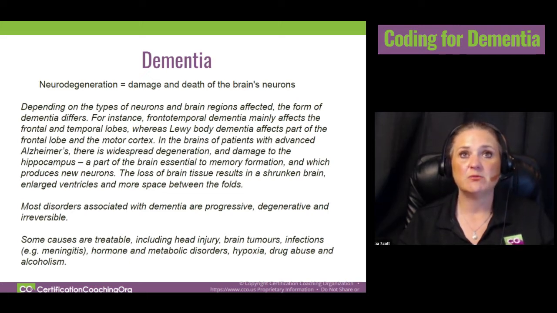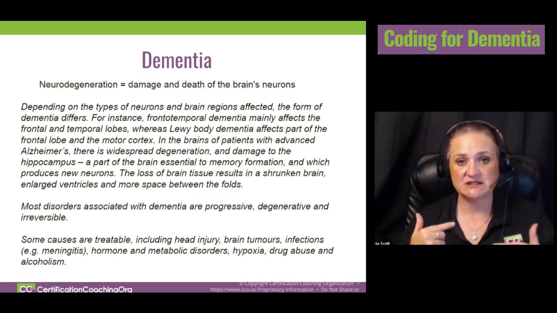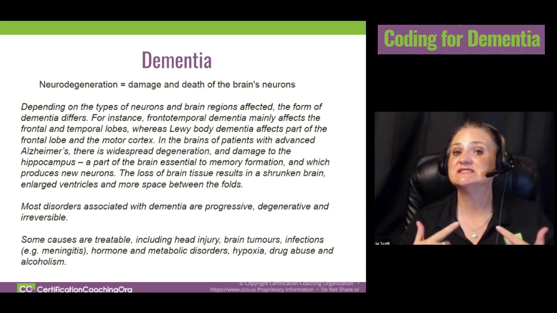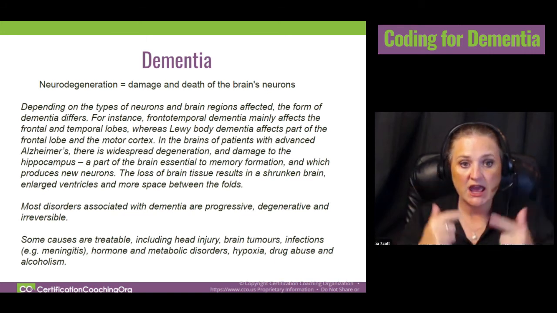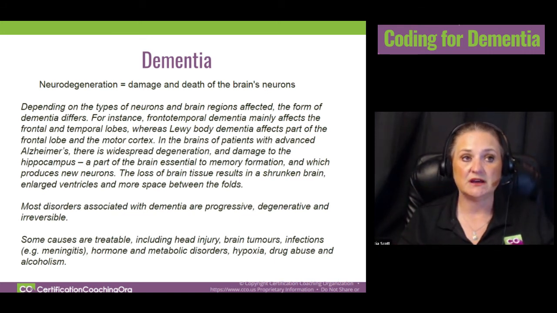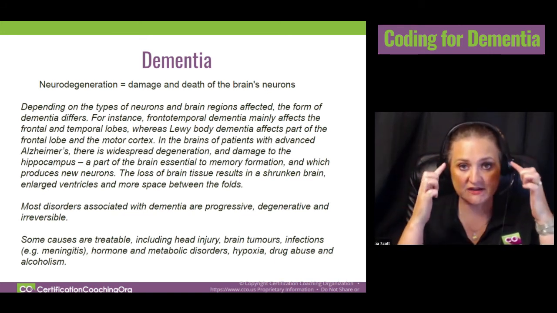When we think about where damage happens in the brain that causes dementia, you have a few choices that we know of. First of all, we could have frontal temporal dementia, and that's going to be, again, the front and the sides of the brain.